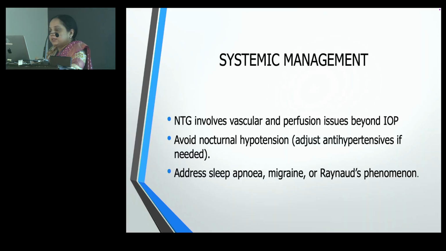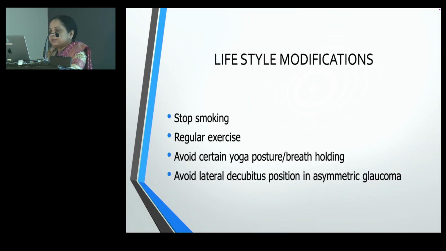Systemic management. NTG involves vascular and perfusion pressure issues beyond IOP, so avoid nocturnal hypotension. If using antihypertensives, one has to address sleep apnea, migraine, and Raynaud's phenomenon. Lifestyle modifications: stop smoking, regular exercise, avoid certain yoga postures and breath holding, and avoid the lateral decubitus position in asymmetric glaucoma.